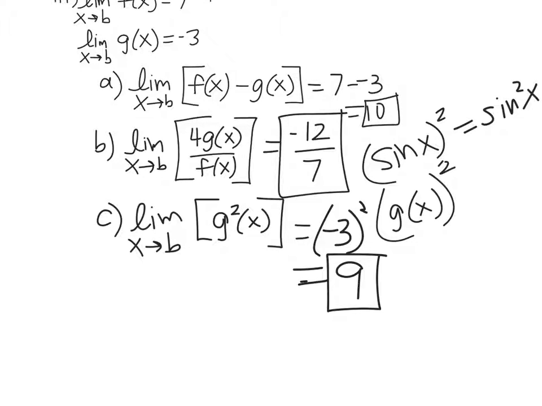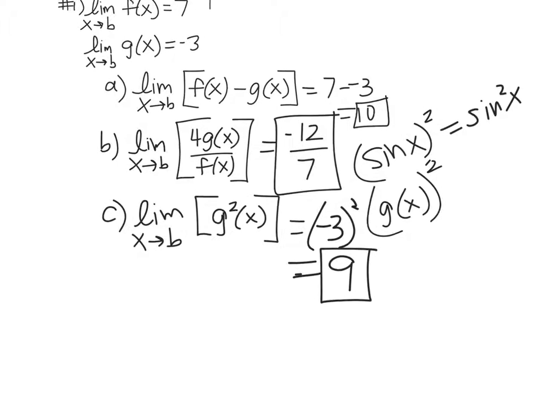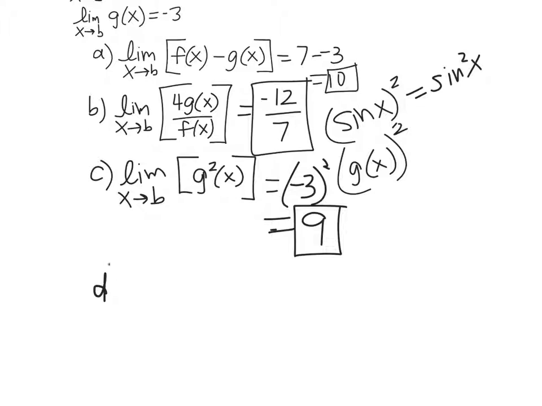All right, -3 squared equals 9. So you just take the limit and then square it. It's so basic. All right, last one. I have one more little thing. It's kind of like a review, but also new.